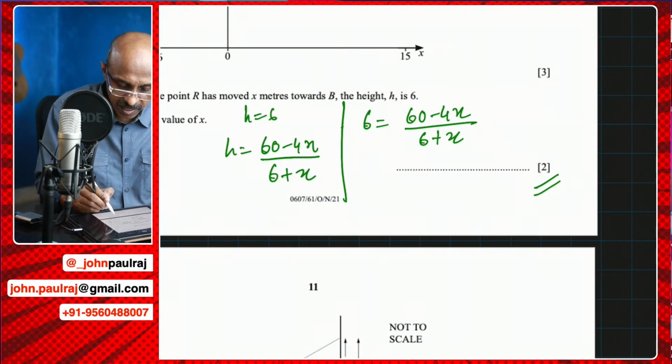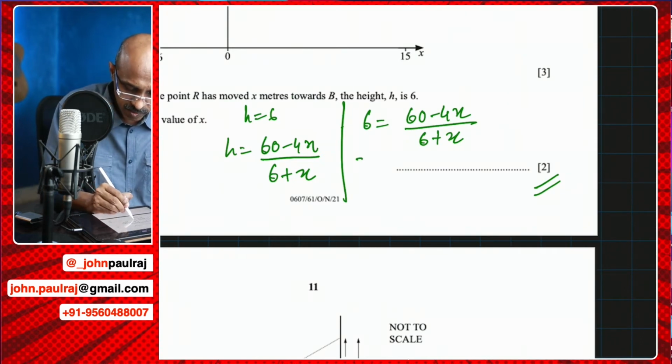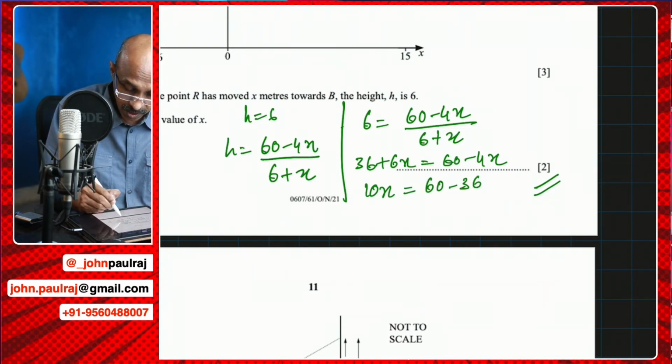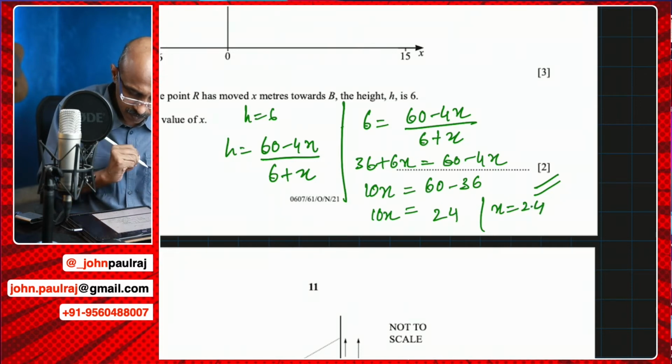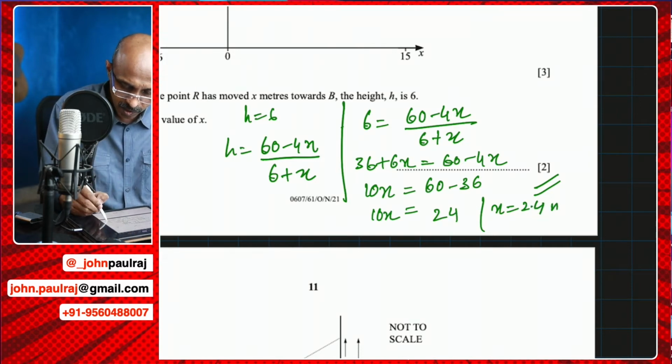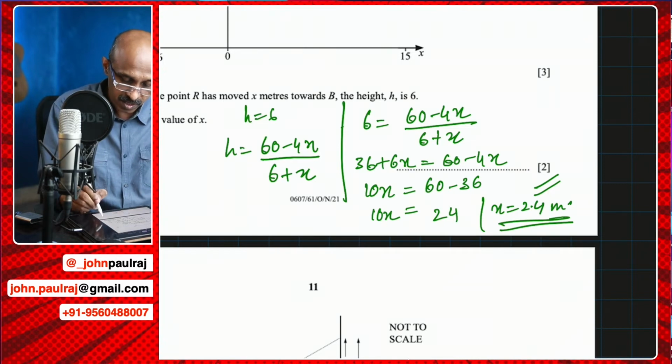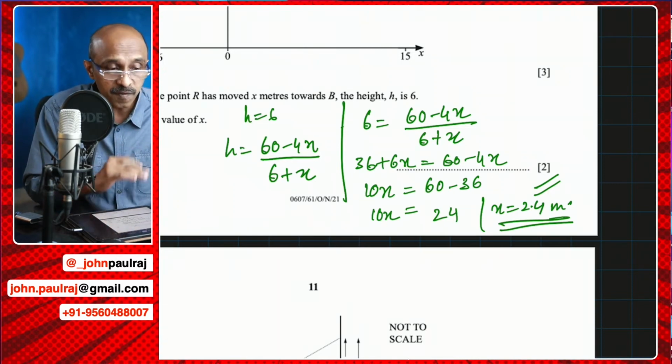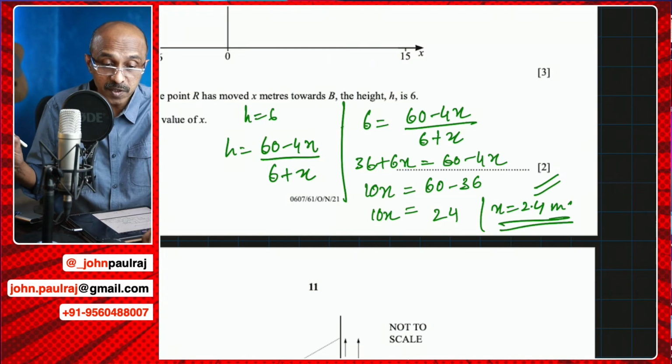If you're just going to solve this by hand without the calculator, then this is going to be 36 plus 6x is equal to 60 minus 4x. And that should be 10x is equal to 60 minus 36. 4 and 24, that's 10x. That means x must be equal to 2.4. Okay. And since we are talking about the whole question in meters, make sure that you write meters. This is doing it by hand. I would have preferred you use the calculator.